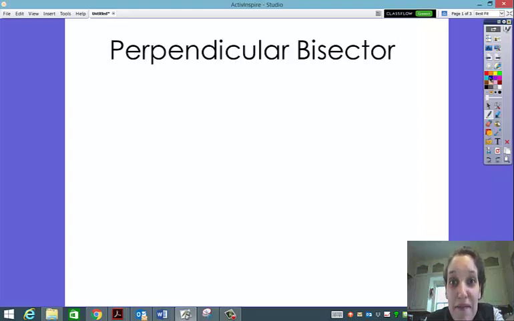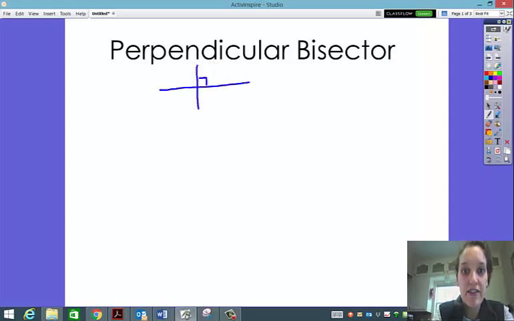Okay, today we're going to talk about perpendicular bisectors. So, two vocab words that you have seen before. Perpendicular means it's two lines that intersect to create a right angle. That's what perpendicular means. So, you're going to look for the little right angle box in order to confirm whether or not two lines are perpendicular.